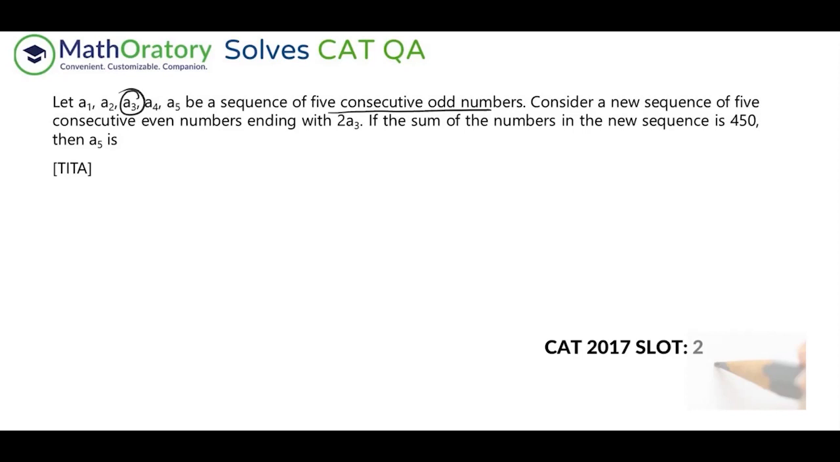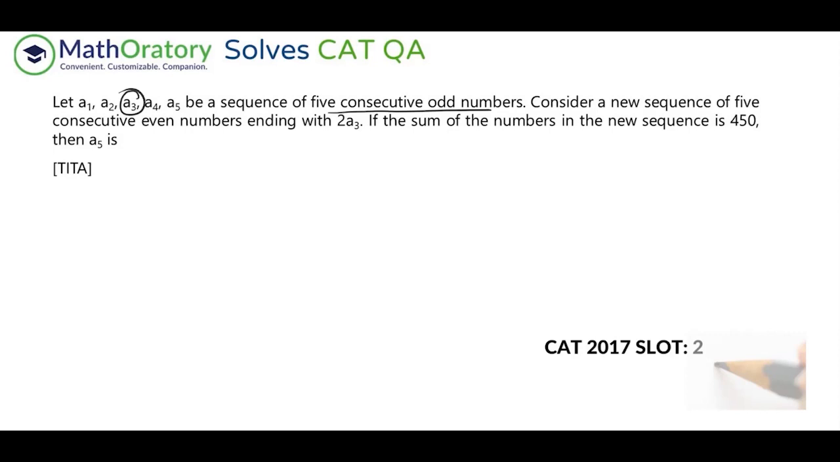So there are 5 consecutive odd numbers, so do not forget that. It means that simply the common difference will be 2, right? If you consider any set of consecutive odd numbers, the common difference is always 2. And same with consecutive even numbers. Only in the case of consecutive integers, you'll have a common difference of 1. Great. So we know that A3 is the average of this sequence.